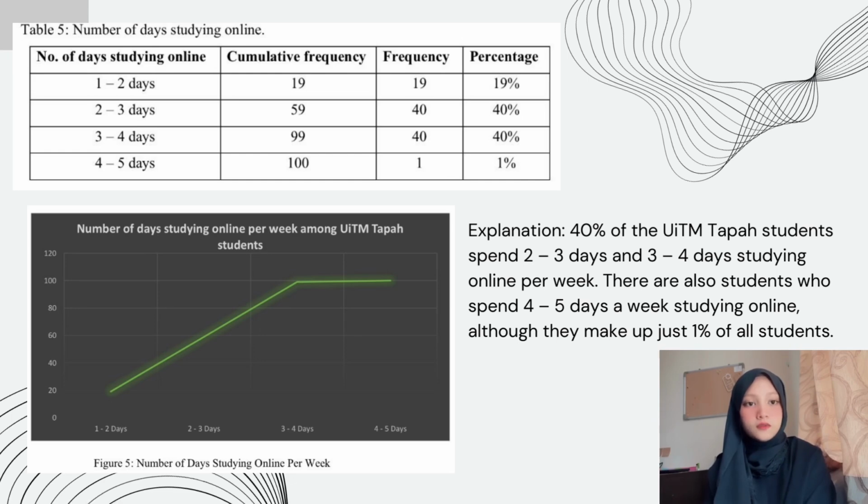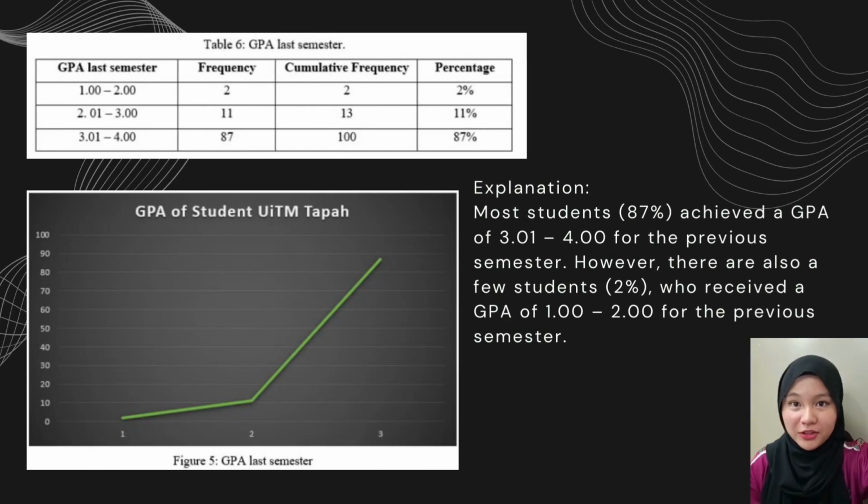Next, we have the ogive, which stands for the number of days studying online in a week. According to the ogive, we can see that 40% of the students spend 2 to 3 days and 3 to 4 days studying online per week. There are also students who spend 4 to 5 days a week studying online, although they make up just 1% of all students. For the next question, it is GPA last semester.